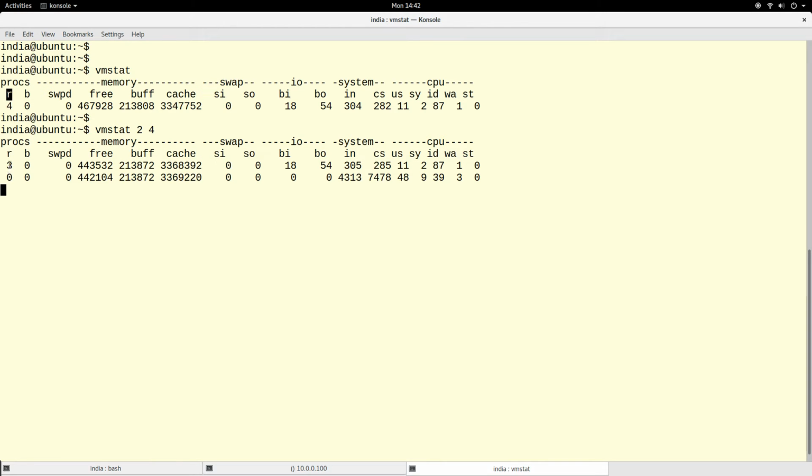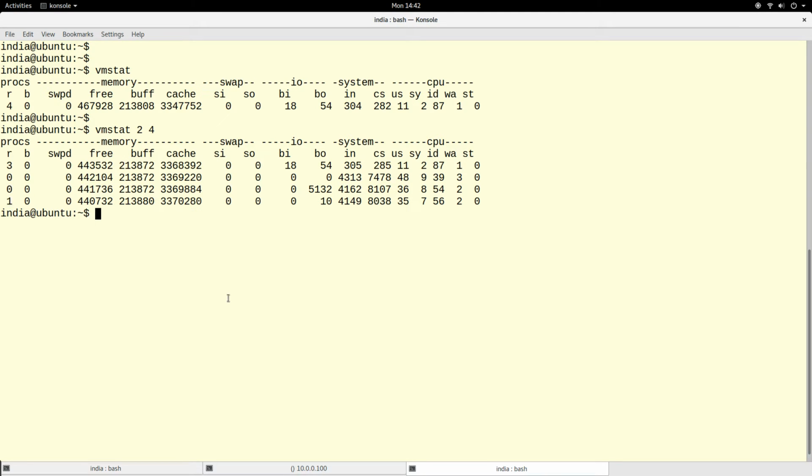So now you see 3, now you see 0, now you see 1. But in a high performance environment, or in a server environment, if you see a high number for R, that points to some performance issues on your system. Something related to that is what is called load average. Load average also gives an indication of the utilization of your CPU.